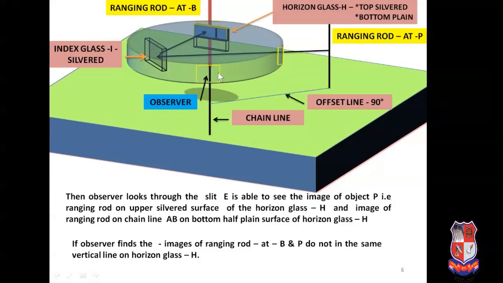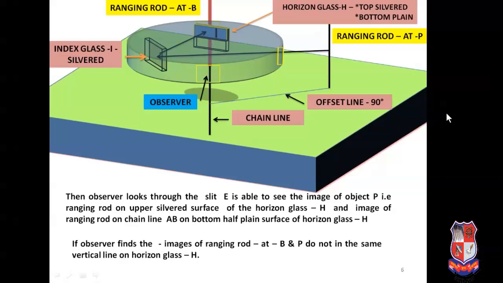This means the observer who is looking through the slit E is able to see the image of this object, ranging rod P, on this top half surface of the horizon glass H, and the image of the ranging rod of the chain line AB, which means the image of the ranging rod B, which is located on the other side of the chain line AB, from the bottom half plane surface of the horizon glass H, from here, this one.